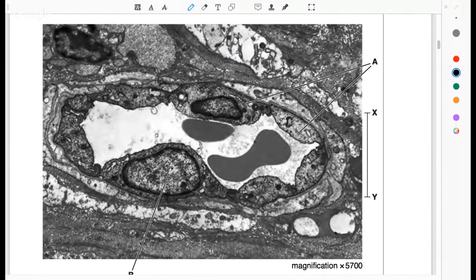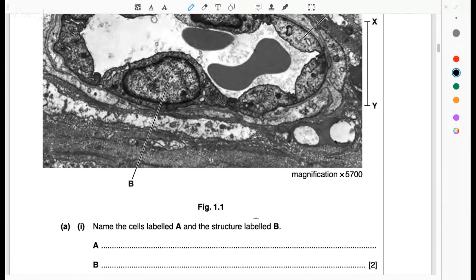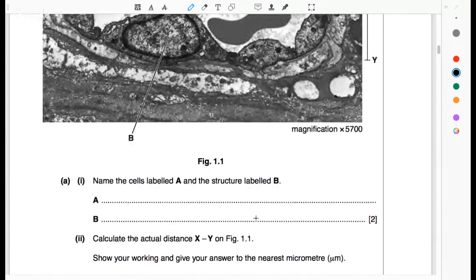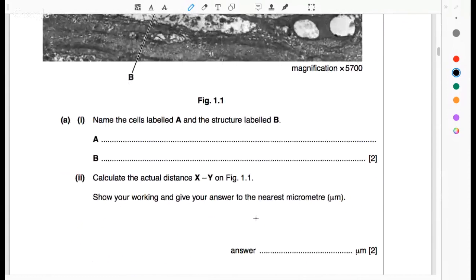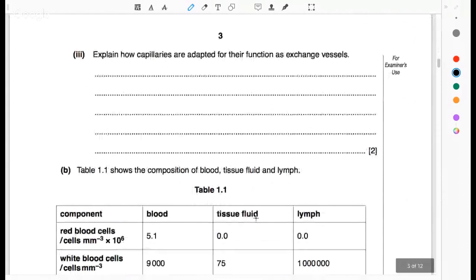And then tell me what they're pointing at in A and B. Well, endothelial cells for A, and how about for B? It's a nucleus. Good, yeah, that's correct. Are you happy interpreting other images like this? Yeah. Okay. All right, we just did that. We can skip this magnification thing. Explain how capillaries are adapted to their function as exchange vessels.